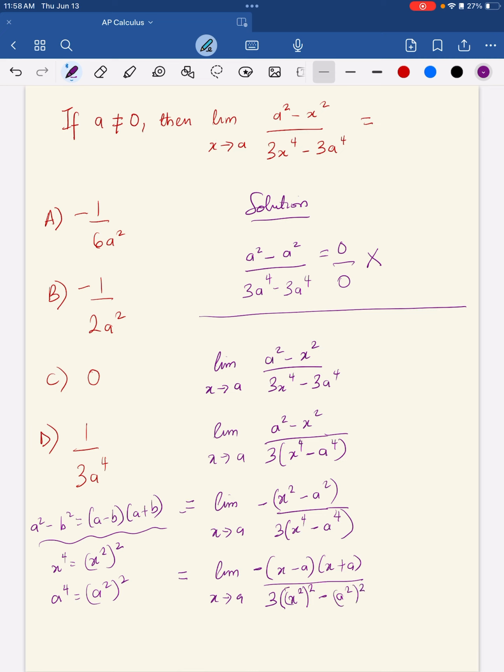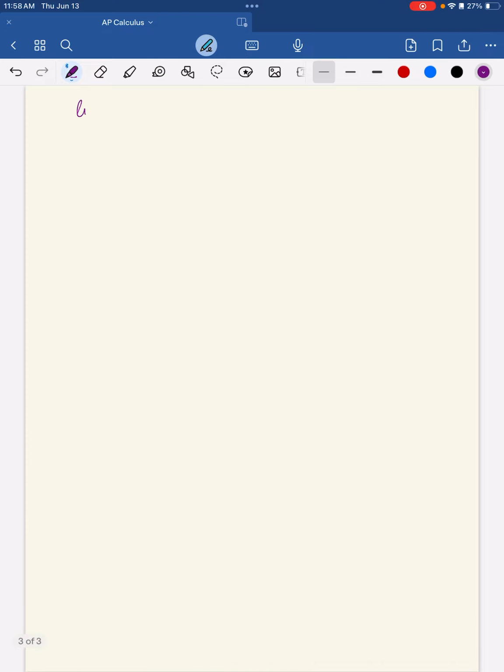Then this is two brackets here. Since I've written it like this, I can apply the difference of two squares to this one, because this is x squared squared minus a squared squared. So that would become limit x tends to a of this, our top is like this, then our bottom is now x squared minus a squared times x squared plus a squared. Let me write it on the other page now: limit x tends to a of minus x minus a, x plus a, divided by 3 times x squared minus a squared, x squared plus a squared.